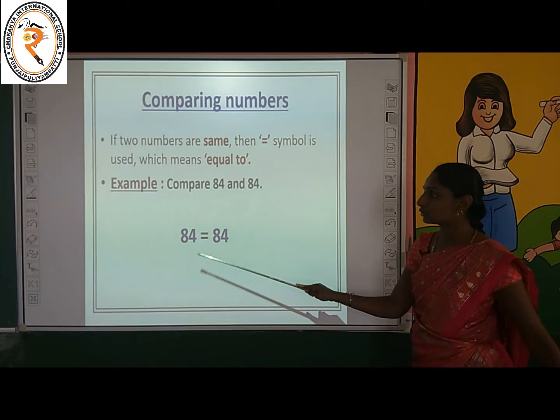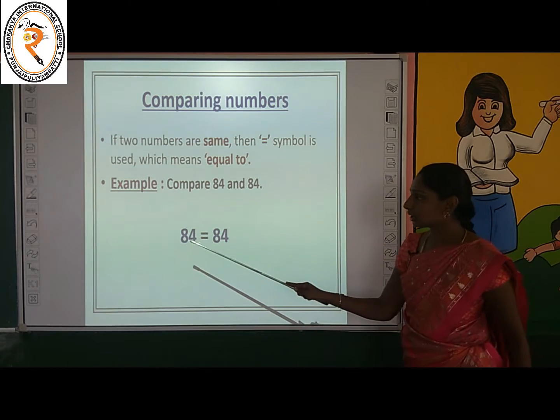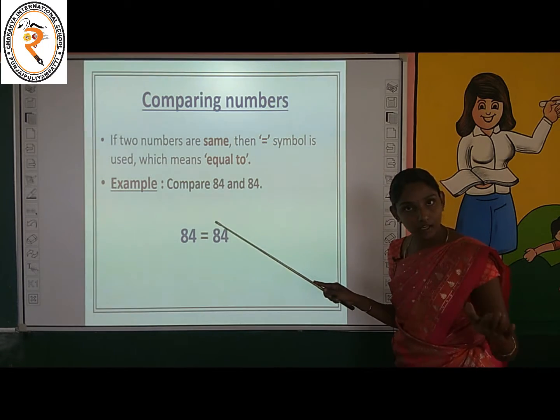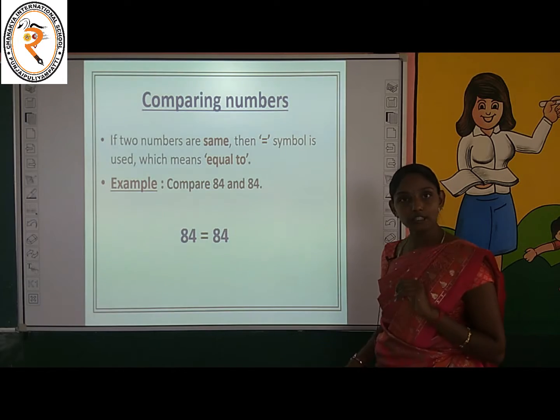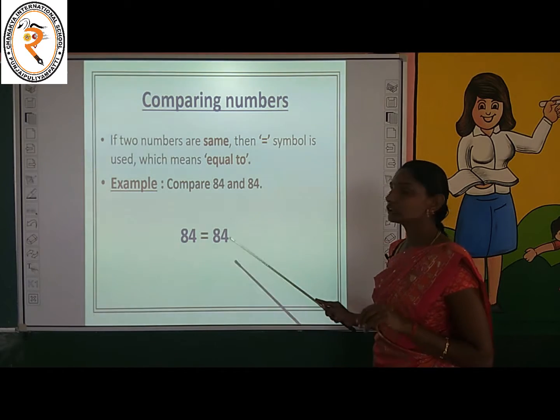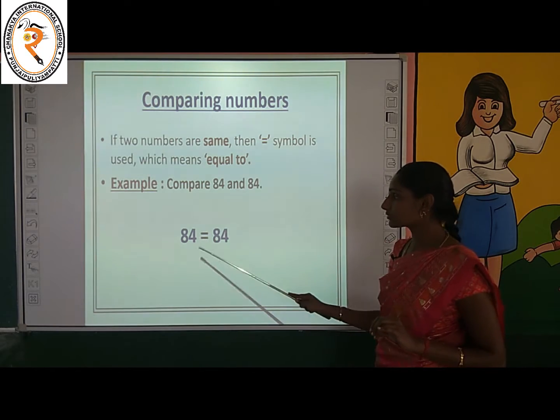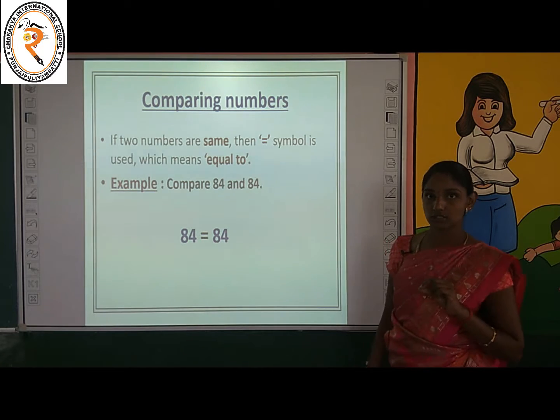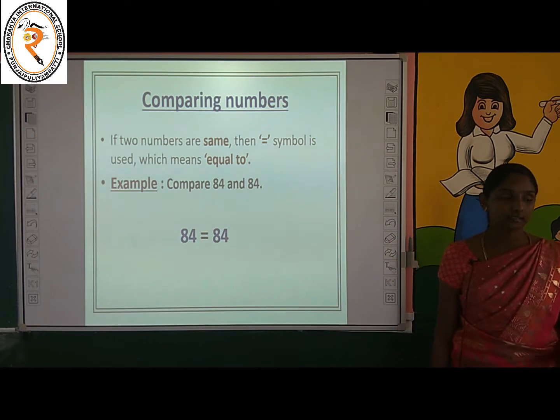Like this you have to put the symbol, because the digits in the tens place are the same. The digits in the ones place are the same. That means both numbers are the same. In this case we have to use the equal to symbol. Are you all clear? Yes.